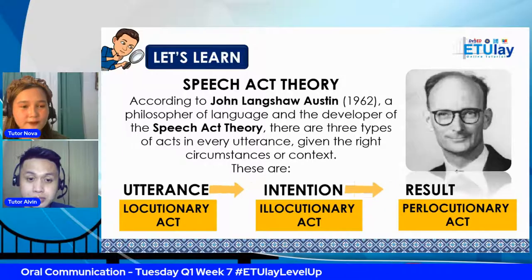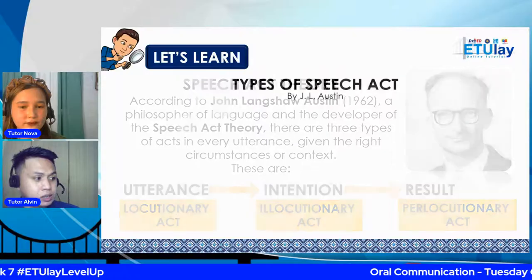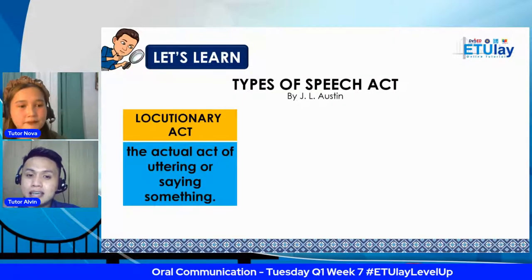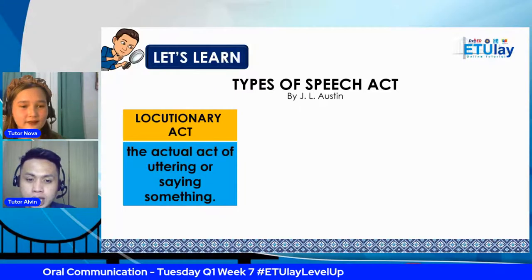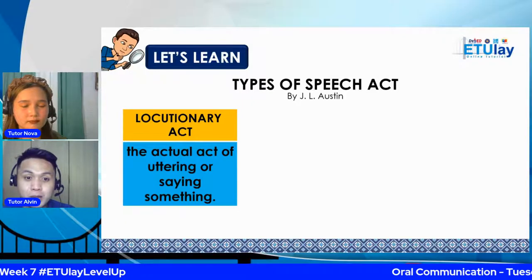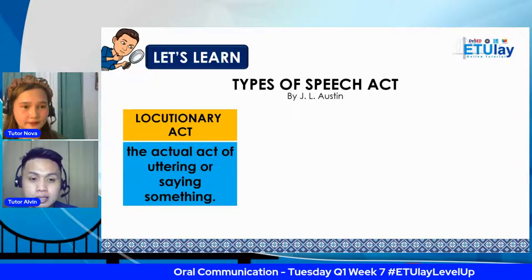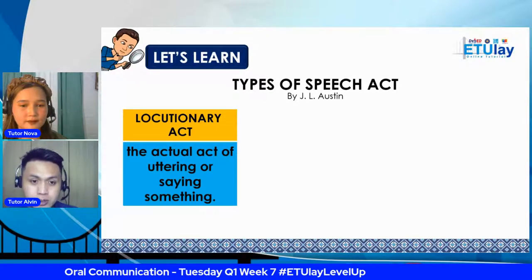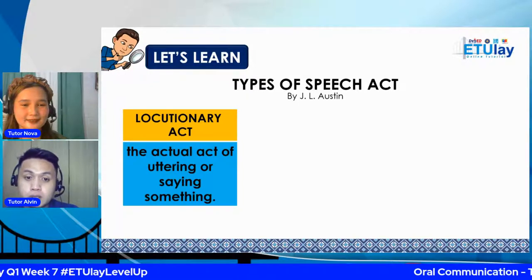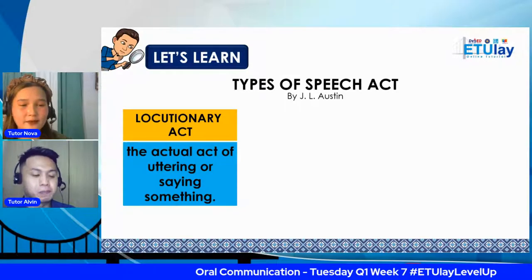Okay, to better understand each speech act according to the theory of J.L. Austin, let's have them one by one. So the first is the locutionary act. It is the actual act of uttering or saying something. Okay? So kung anong mismong sinabi mo, di ba? The words you have spoken, okay? The words you uttered, okay? So this is the locution or the locutionary act, kung ano mismo ang sinabi mo. It's through speaking, right?